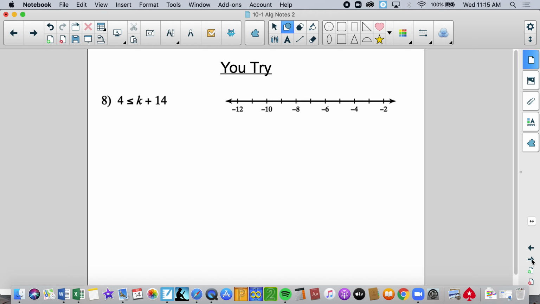Take a second and try this one. Remember, show your work. Then once you have your solution, graph it, and when you're ready, hit play.